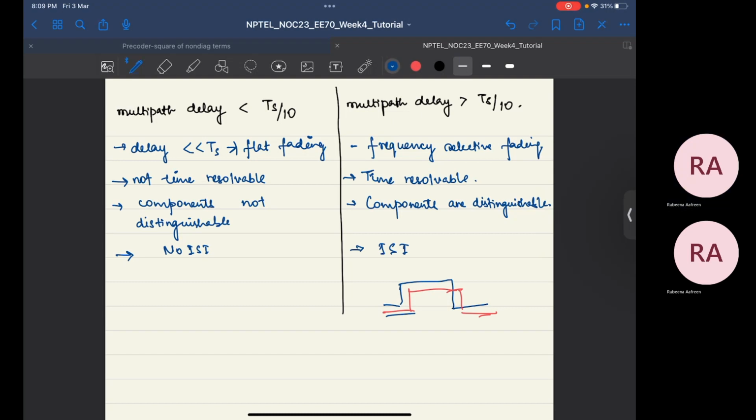Also, the same channel can be flat fading for one user and frequency selective for another user. It all depends upon the symbol duration that is reaching them. We can see this from the coherence time. If the coherence time is greater than the symbol duration, then it is flat, otherwise it is not.